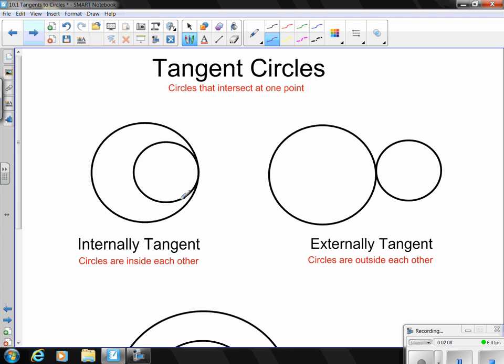Tangent circles. These two circles are internally tangent. There's a tangent line here. This tangent would be external, but the circles are internally tangent. I'm going to erase this line; we'll talk about the external tangent of a line in a bit. But both of these circles intersect in just one place. That's why they're tangent to each other. And the circle's inside, so it's internally tangent. Circles that are outside are externally tangent.